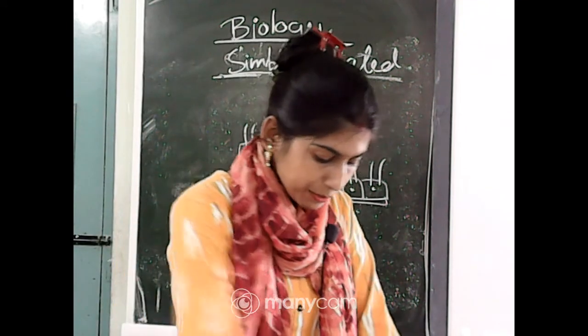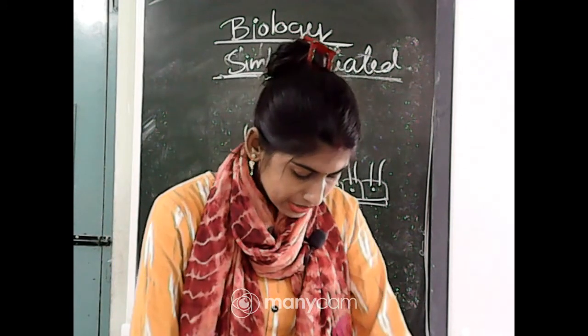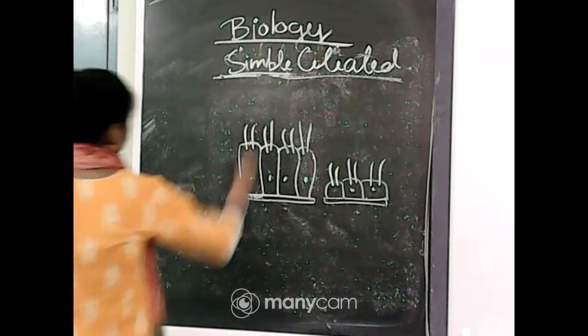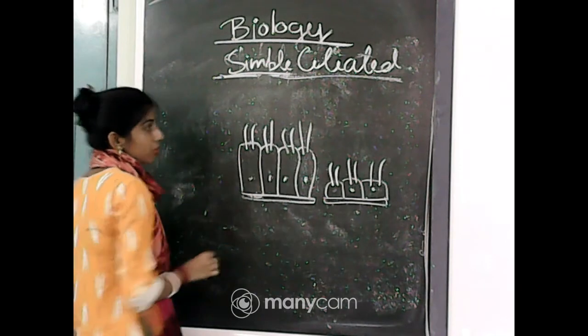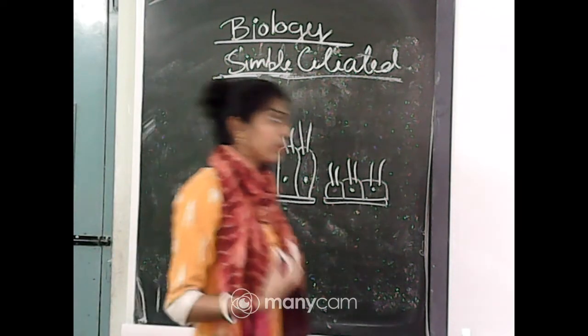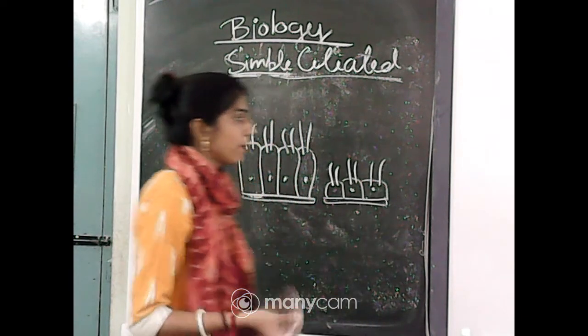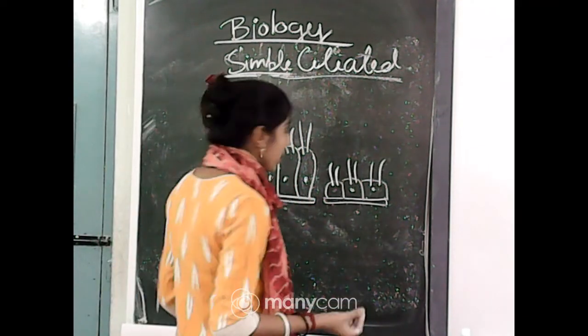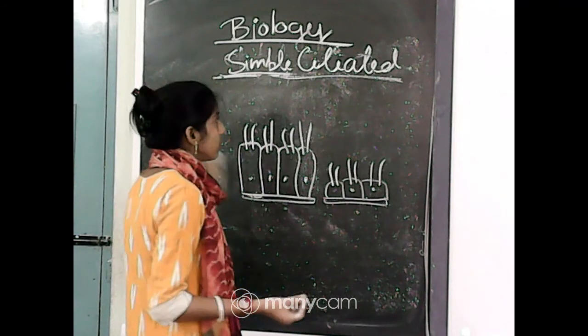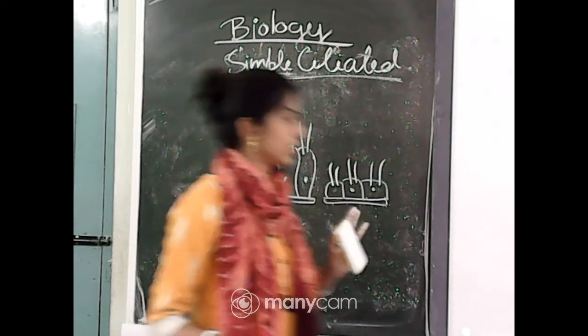And this type of special epithelial tissue, simple ciliated columnar epithelial tissue, can be found in the fallopian tube, and simple ciliated cuboidal epithelial tissue is mainly found in parts of the nephron. Okay, so these are the functions and locations of simple ciliated epithelial tissue.